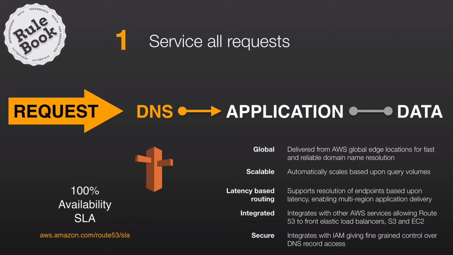aws.amazon.com/route53/SLA. This service is global, so it's delivered from AWS global edge locations around the world, and it's scalable, so it scales elastically on the basis of query volume, so you'll never have to worry about how you deploy or scale your DNS infrastructure. It supports advanced services like latency-based routing, which we'll talk about in more detail in a moment, as well as integration with other AWS services like Elastic Load Balancers, with S3 and with EC2.